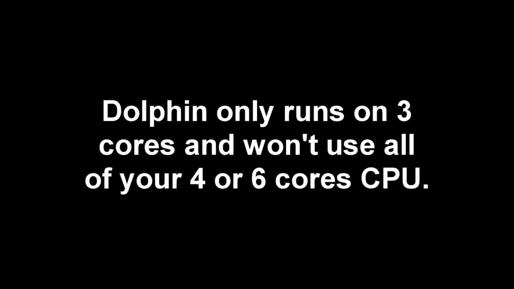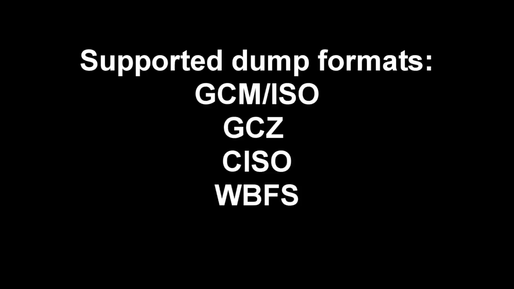At max, Dolphin only runs on 3 cores and won't use all of your 4 or 6 core CPU. But if you still have a dual core computer, it still should work, but it won't be the best. We'll get to this later, but the supported dump formats, or the file types that Dolphin can run, are GCM or ISO, GCZ, CISO, or WBFS.